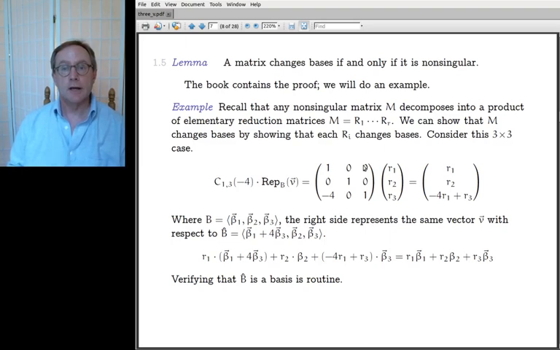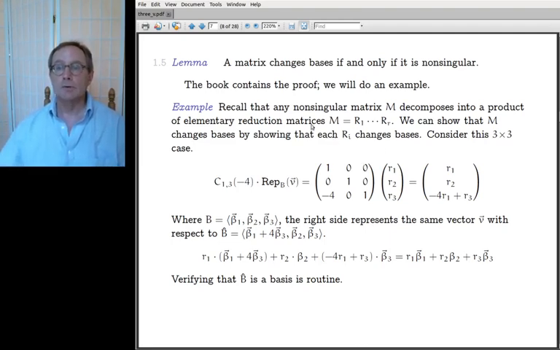The next result is that a matrix changes bases if and only if it's non-singular, and only if it's an isomorphism. A matrix changes bases if and only if it's non-singular, and as often happens, we're going to do an example rather than the proof in these slides. That's the way we operate, trying to get an understanding, and the understanding leads to a proof, and then that bundle taken together leads to the homework.